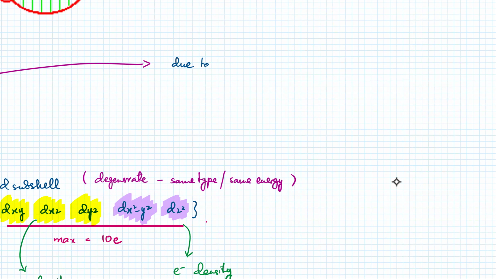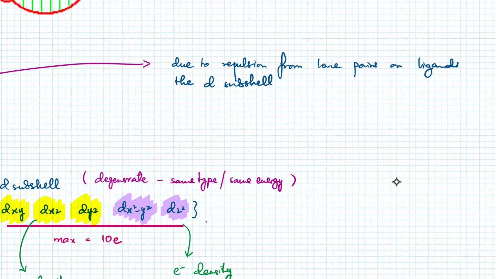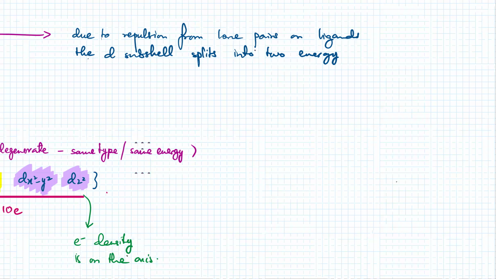So you're going to write that due to repulsion from lone pairs on ligands, the d subshell splits into two. So remember, the drawing is important. They're going to ask you to draw the d subshells at the higher energy level, which is why the whole explanation would be important. But this is going to be the 3-4 mark question answer. So the d subshell splits into two energy levels.